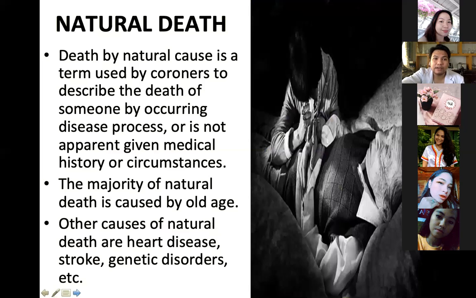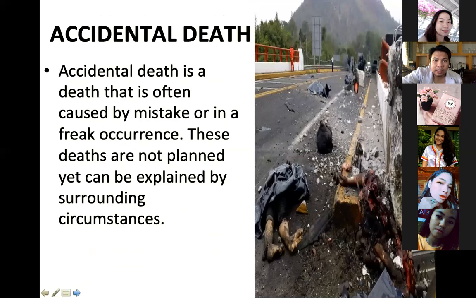Okay. Type of death. We have natural death. So obviously, it is caused by natural cause, used by coroners to describe the death of someone by occurring disease process or is not apparent given medical history, maybe old age or natural death or heart diseases, stroke, and genetic disorders. Accidental death, death that is often caused by mistake or in a freak occurrence. These deaths are not planned, yet can be explained by surrounding circumstances.